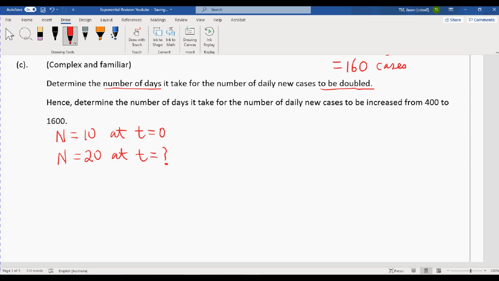Okay, let's continue. So you need to find t, right? How can we do it? Let's try to rewrite that modeling equation again. So we have n equals 10 times 2 to the power t over 3, right? So let's say now our n is 20.